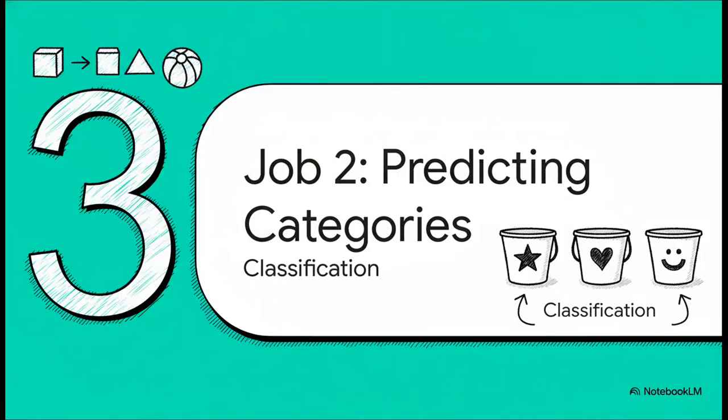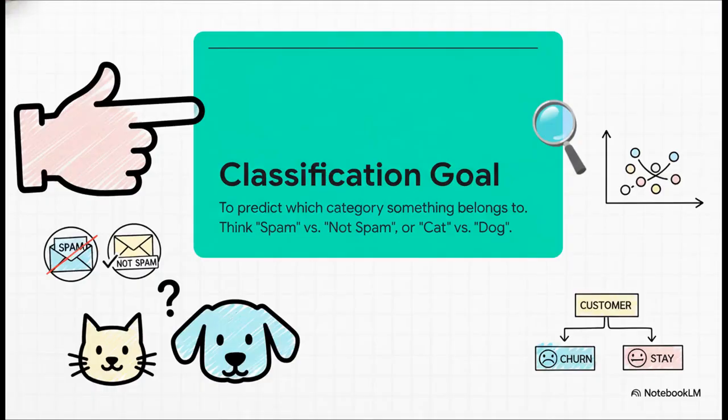Okay, so that's predicting numbers. Now, let's switch gears and move on to our second big job, sorting things into different buckets. This is what we call classification. So here, the goal isn't a specific number. It's a label, a category. Is this email spam or not spam? Is this picture a cat or a dog? It's all about making a choice between a few distinct options.